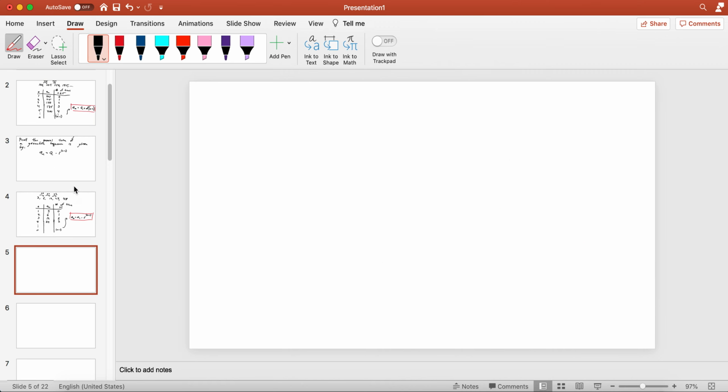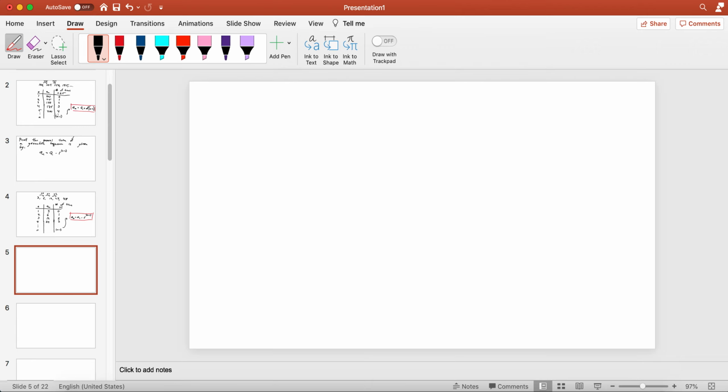Now, generally, sequences are neither arithmetic nor geometric. Most sequences are neither of those. So I'll give you an example here.